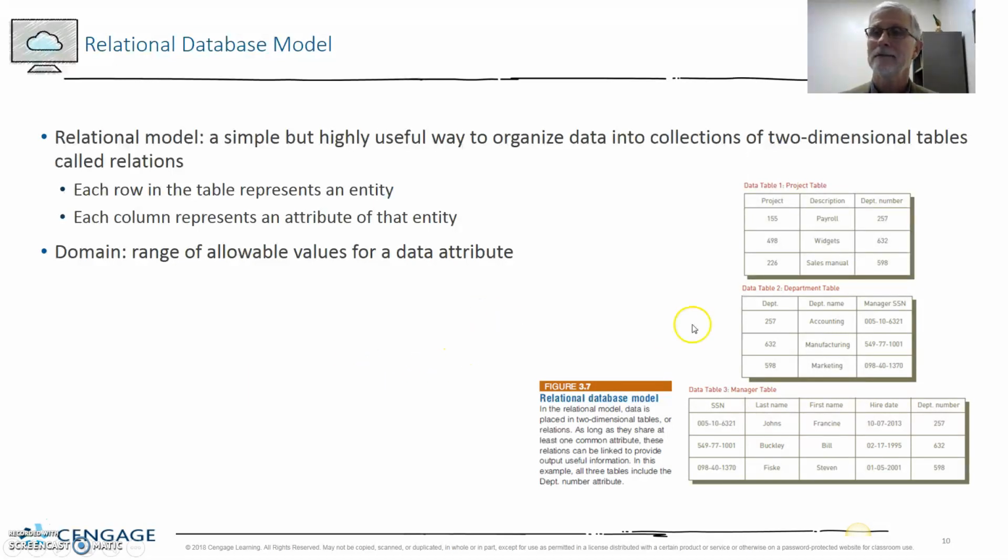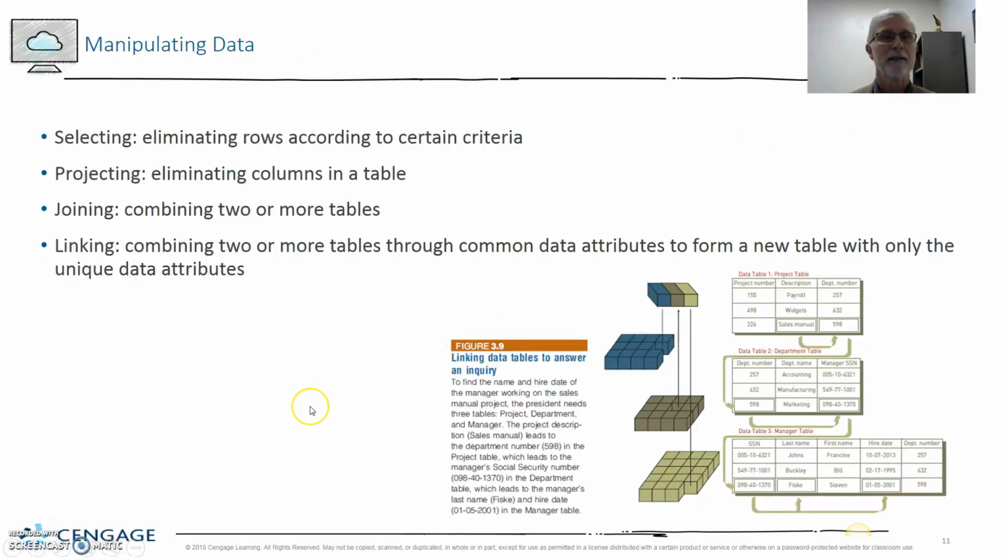So, what are my different attributes here? I'm looking at an attribute for department. So I should have a range, maybe it goes between 100 and 900. But that domain of department shows me that range of information.